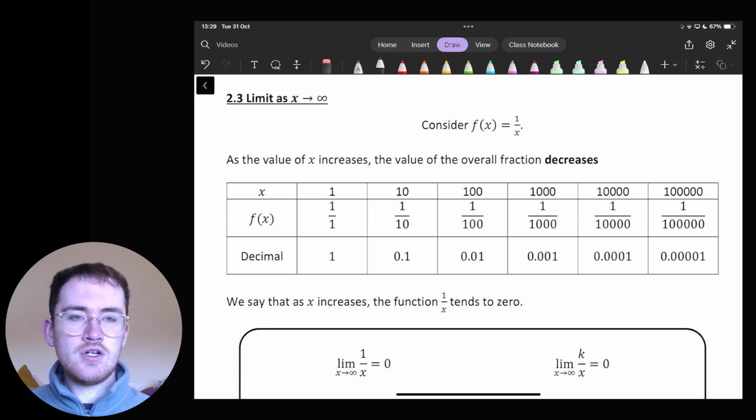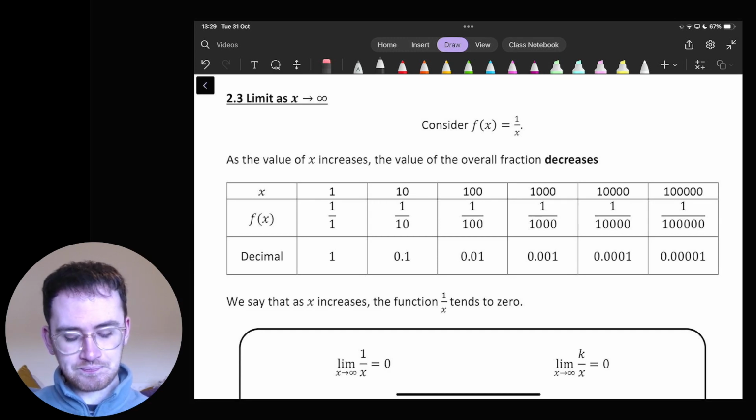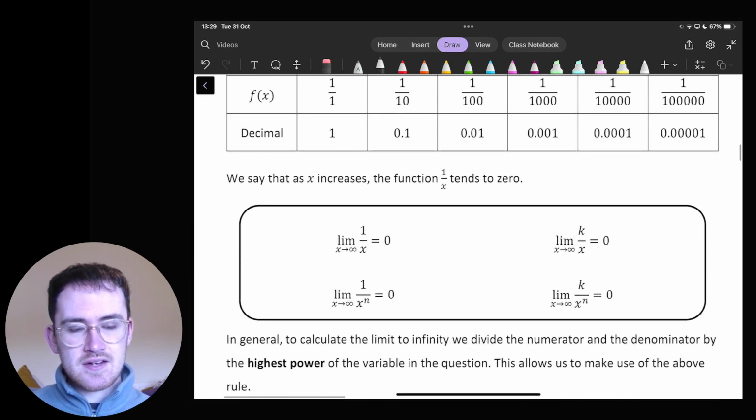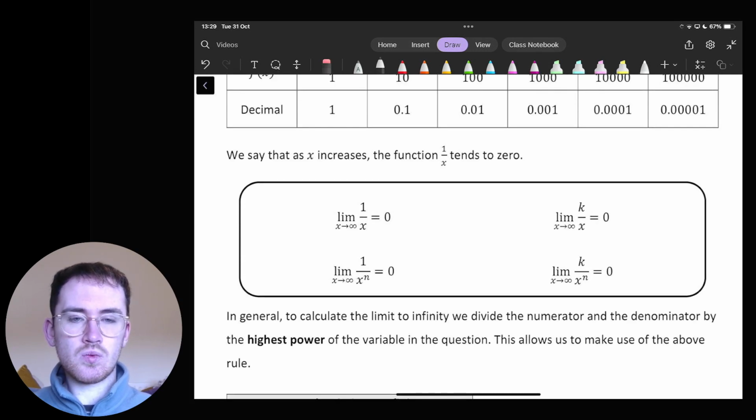And with this, we're going to be making use of some fractions here. And this is what I'm getting at with this example. So if we look at 1 over x, as the value of x increases, so that's obviously the denominator, as the denominator increases, the overall value of the fraction itself is actually getting smaller. And we can see that by looking at the decimals. It makes it a little bit clearer for us. So we have 1, we have 0.1, 0.01, and we can see the decimals getting smaller and smaller and smaller. And what we say is that as that function increases, it tends towards 0.